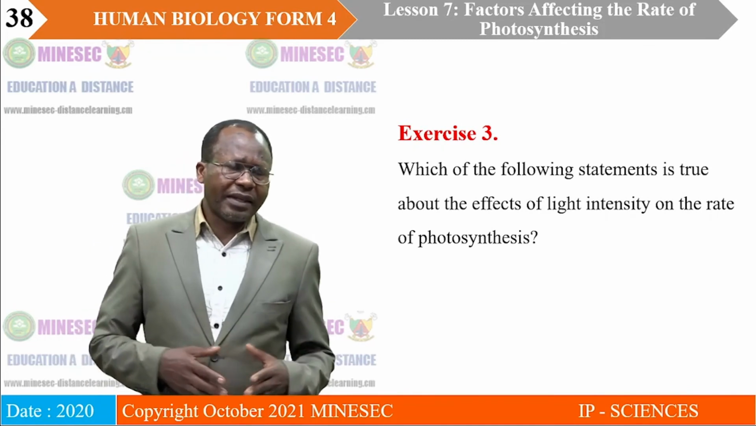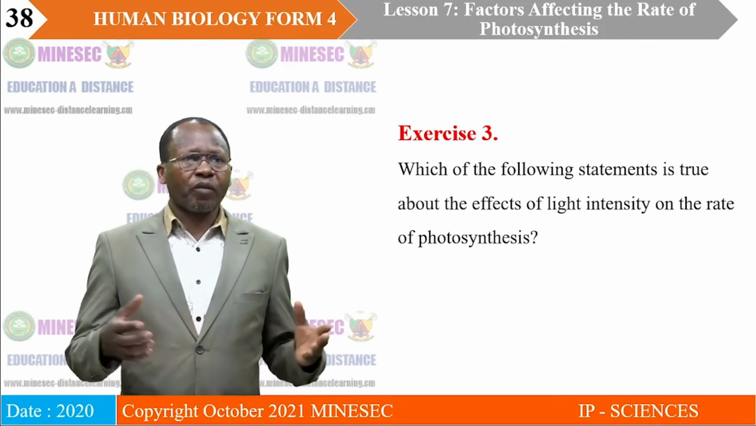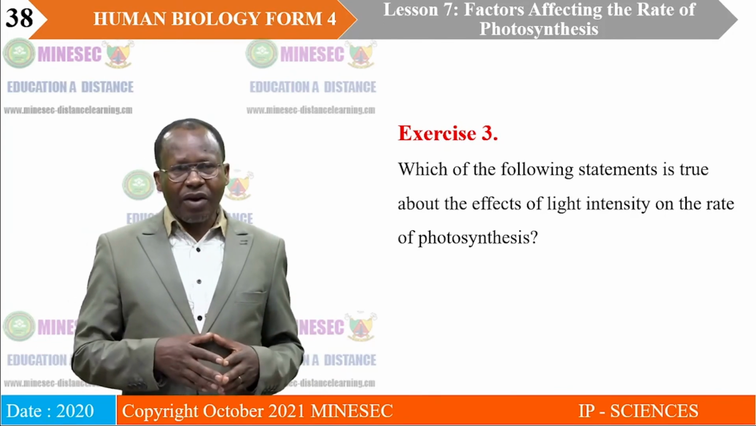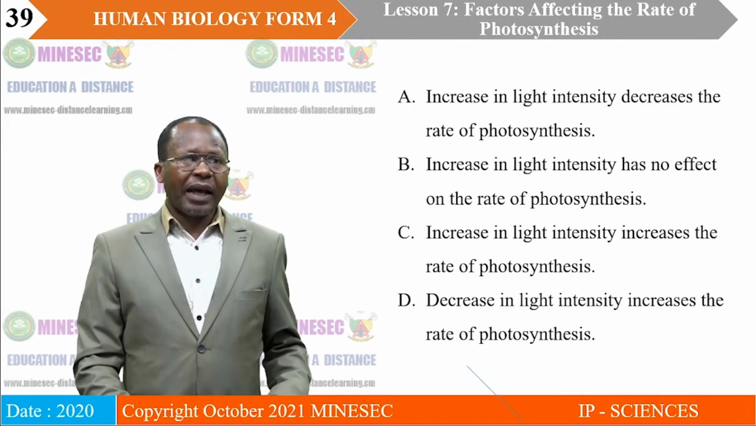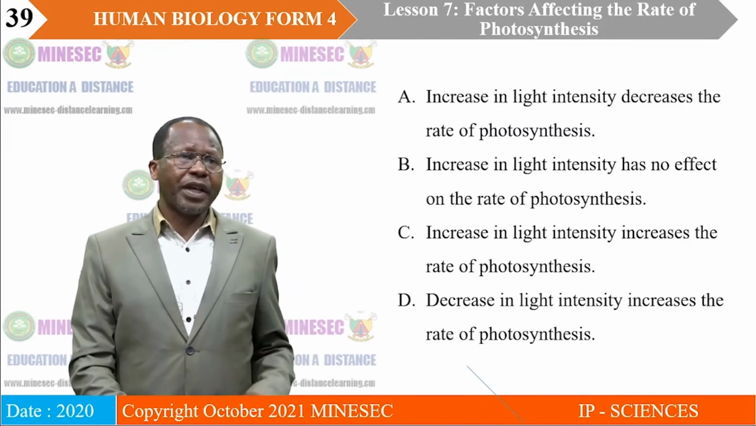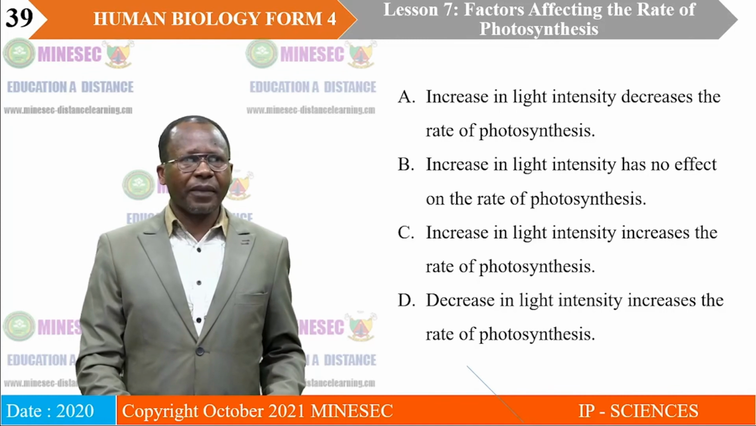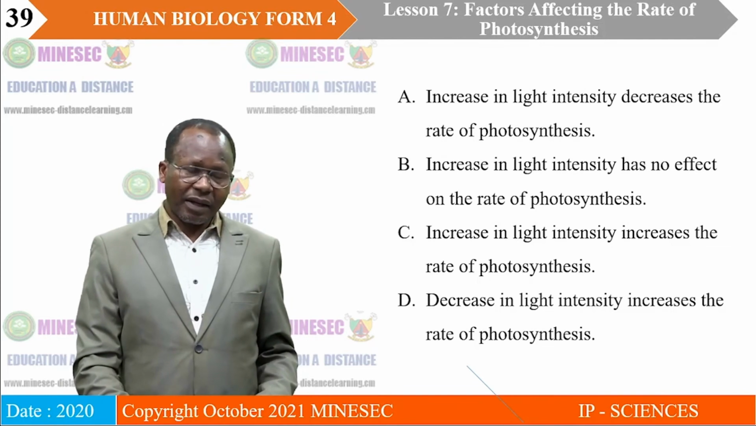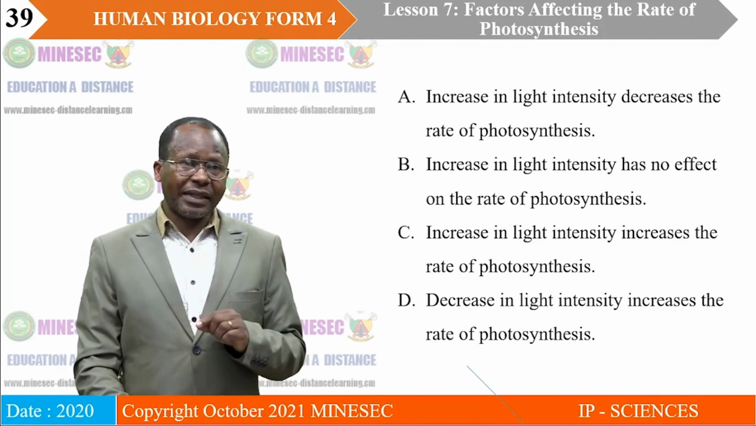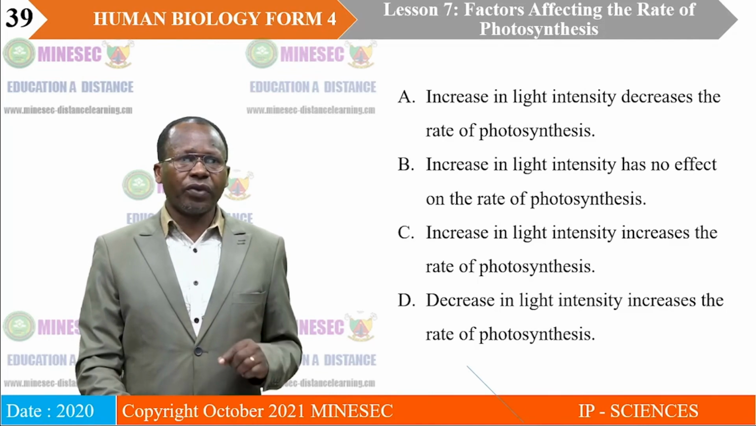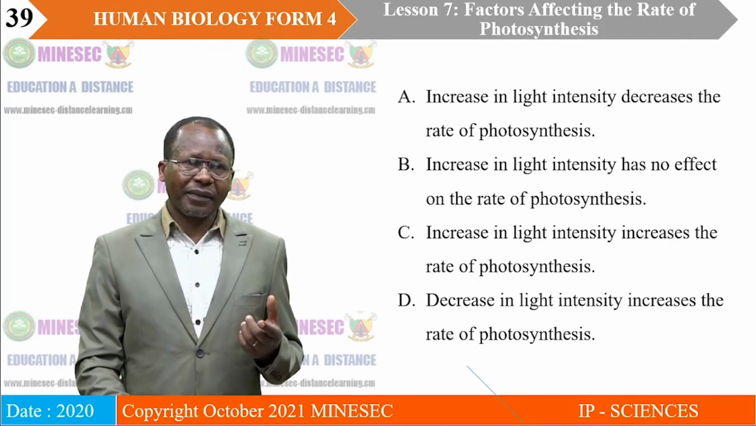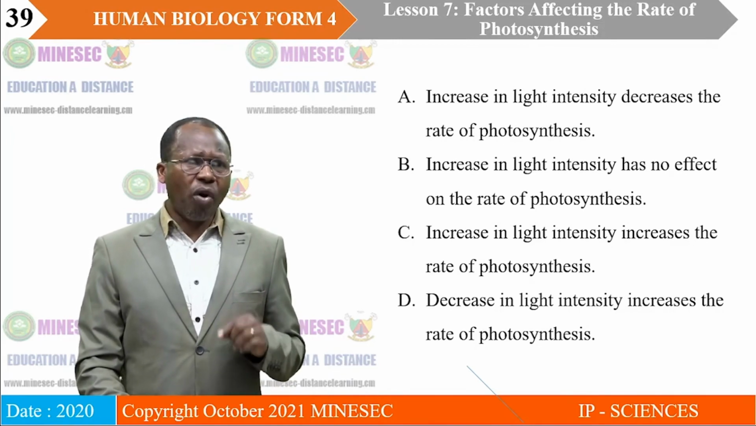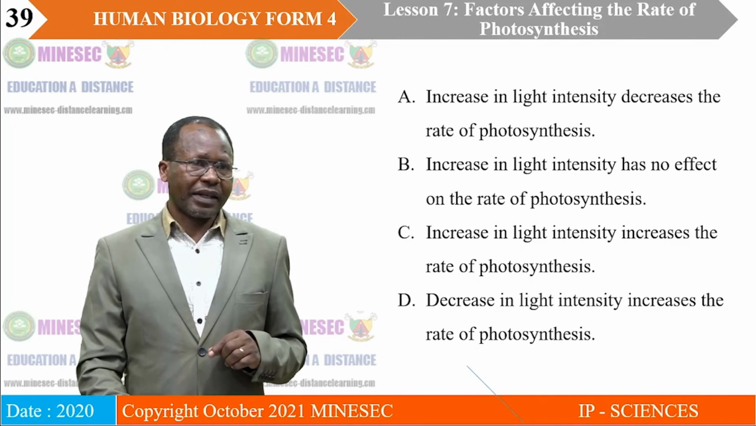We also see in this third and last exercise, which of the following statements is true about the effects of light intensity on the rate of photosynthesis? And the statements are as follows. Which of them is true? The first one, A, increase in light intensity decreases the rate of photosynthesis. Let's reflect on that. The second, B, increase in light intensity has no effect on the rate of photosynthesis.